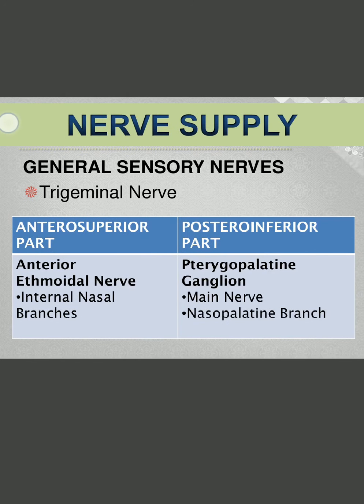Nerve supply is by the general sensory nerve is the trigeminal nerve. Again, the anterior superior part is supplied by the anterior ethmoidal nerve. Anterior ethmoidal nerve is branch of the ophthalmic nerve, and anterior ethmoidal further gives the internal nasal branches. The posterior inferior part is supplied by the pterygopalatine ganglion, which gives the nasopalatine branch, and it also is the main nerve. This pterygopalatine ganglion is the main supply.